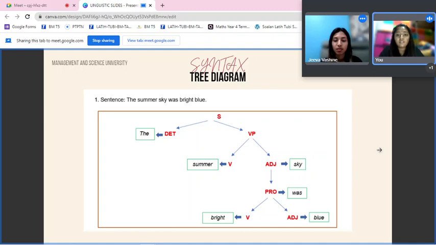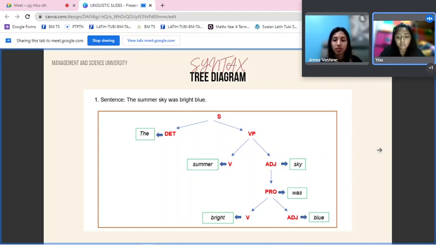So the summer sky was bright blue. The S is under determiner, and then from the first sentence it is divided into two arrows. First is determiner and VP is verb phrase, okay, divided into two. Under VP, under verb phrase, summer is under verb V, and on another side the sky is under adjective.